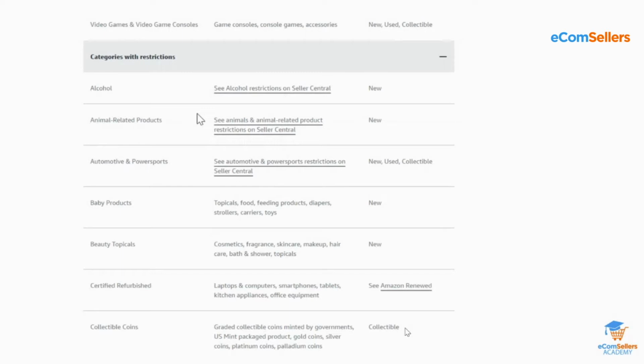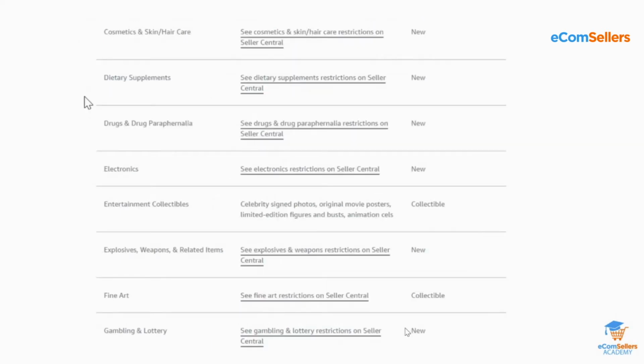Beauty topicals. Now, we were just looking at beauty before, so this is a subcategory underneath beauty, which is topicals, and I mentioned that before, and this is new. Certified refurbished, that's really going to apply to some of the computers and electronics and that type of equipment, and they have some guidelines around that. Collectible coins says you can sell them as collectibles, but again, you want to follow the guidelines around that. Cosmetics, skin and hair care says you can sell them as new. Again, that's going to be one of those secondary categories.